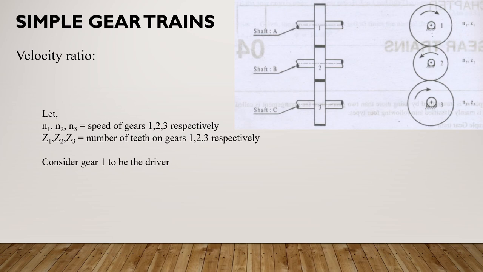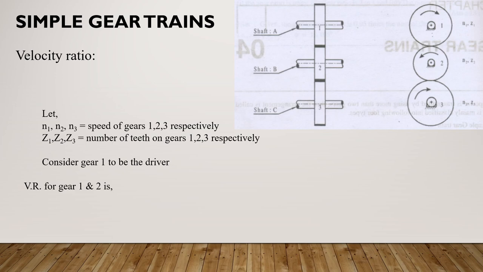If you take gear 1 as driver, it will be the driver for gear 2. Gear 2 will be the driver for gear 3. So in this combination of gears there are 3 gears with 2 pairs. Gear 1 and gear 2 is the first pair, gear 2 and gear 3 is the second pair. When you write the velocity ratio, we have to take each pair at a time. So first, gear 1 and gear 2.